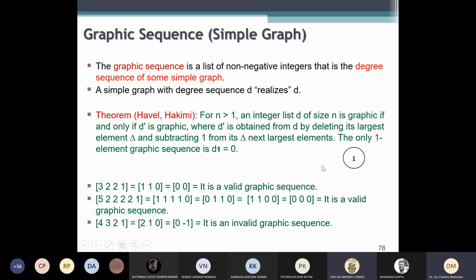It cannot have any edge, right? That is why d1 equals 0. So for a one-vertex simple graph, we prove that it is 0. The only one-element graphic sequence is d1 equal to 0, which corresponds to a simple graph having a single vertex, and definitely the graph cannot have any edge. This is the trivial statement.